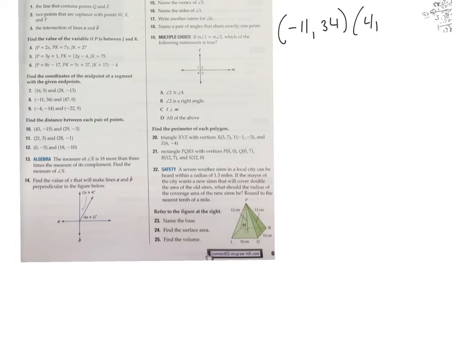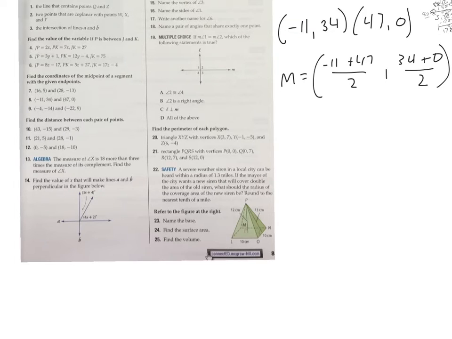47, whoop, that's not a 7. 47, 0. Same formula, so M is going to equal negative 11 plus 47 divided by 2, 34 plus 0 divided by 2. So negative 11 plus 47 is 36 divided by 2, which happens to be 18. And 34 plus 0 is still 34, divided by 2 is 17. So the point 18, 17 would be the midpoint.